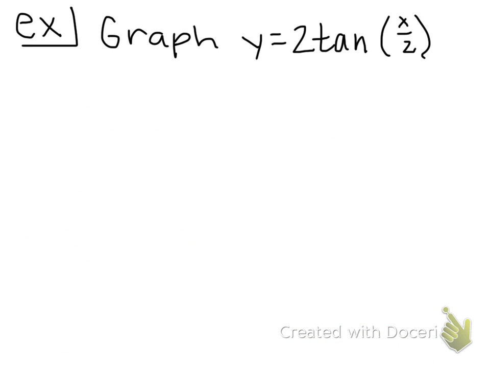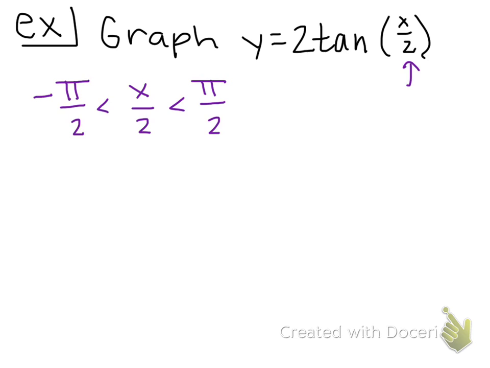So for the first example, or only example today, your group paper might say something different. I'm not sure if I changed it on your hard copy or not, but the equation should say y equals 2 tangent of x over 2. Notice that the part in the parentheses is our bx minus c, so we're going to take that and set it in the center of the two inequalities.